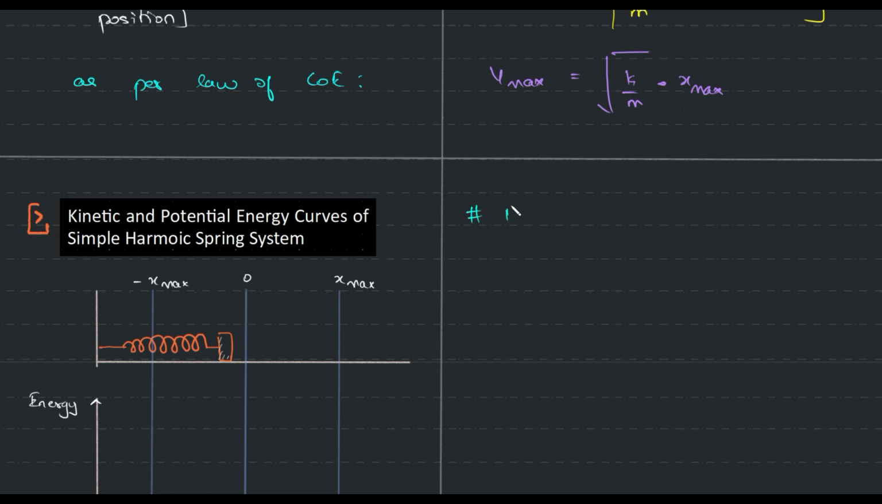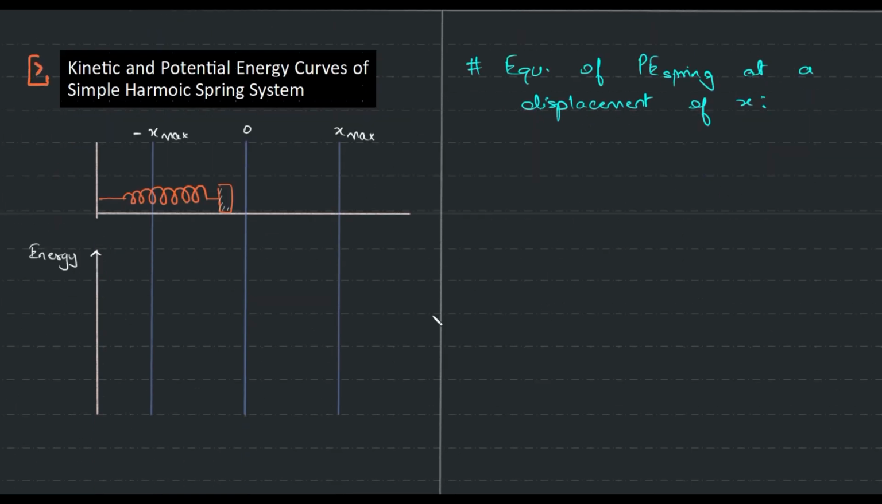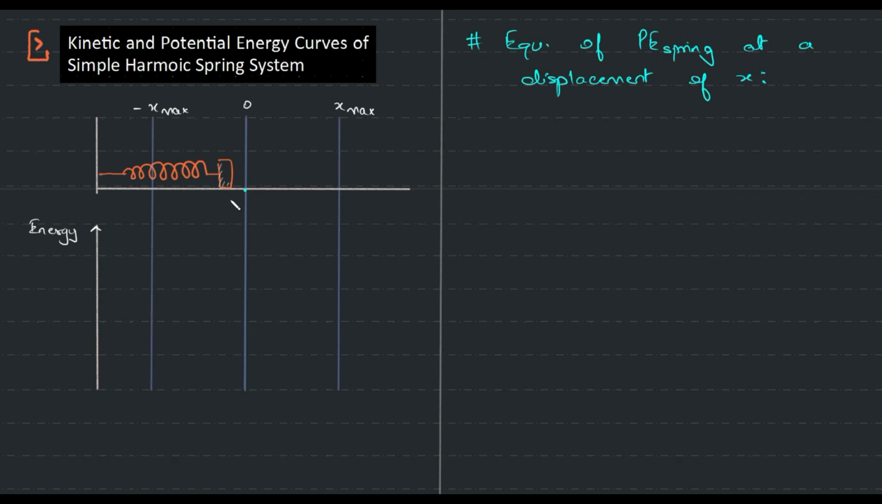So first is the equation of potential energy of a spring at a displacement of x, right? Say x is over here. So for me, x is over here now. These are the extreme positions. That being the case, this is your U.